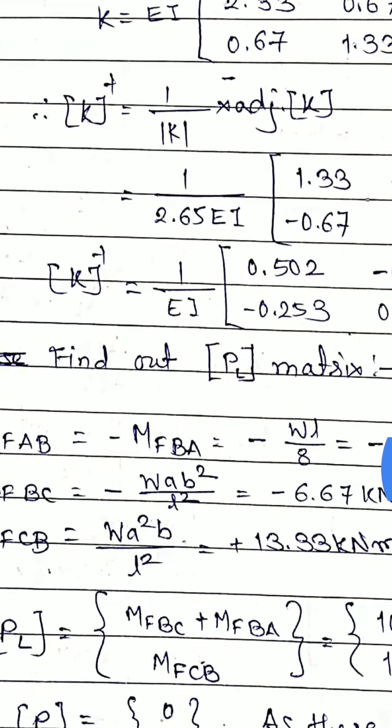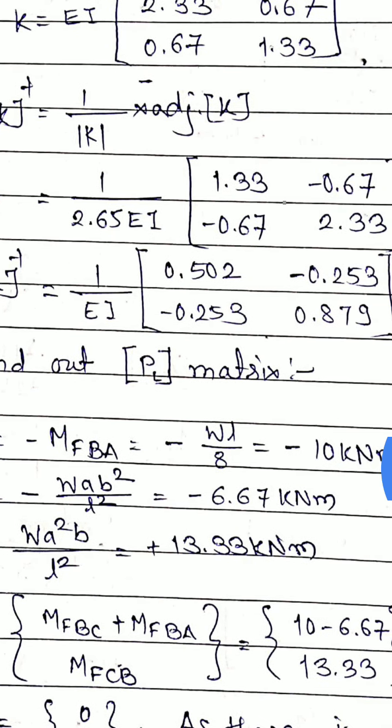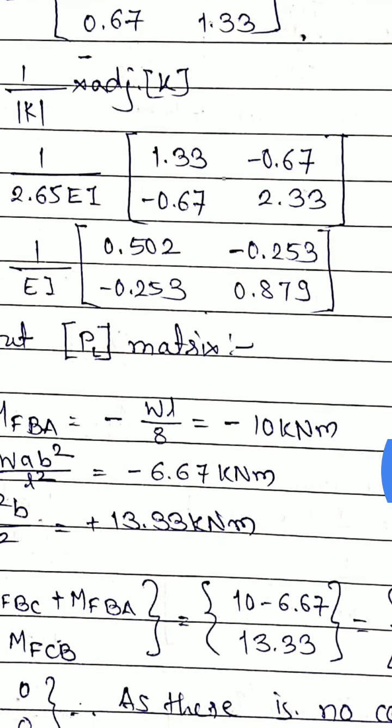And now if you want to find k inverse, what you will do is, each and every element will be divided by the k determinant. So 1.33 divided by 2.65 will be equal to 0.502. That will be your first element. Likewise, you will calculate all the 4 elements, that is each element divided by the k determinant.